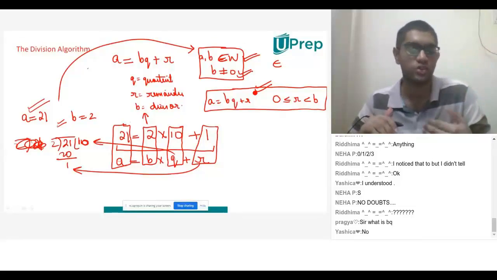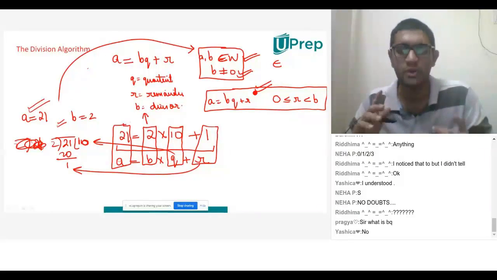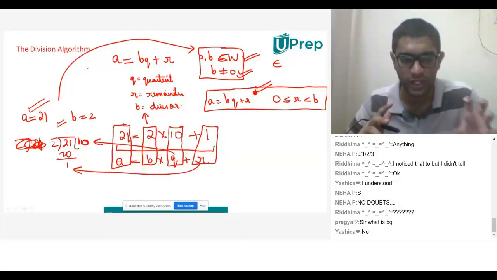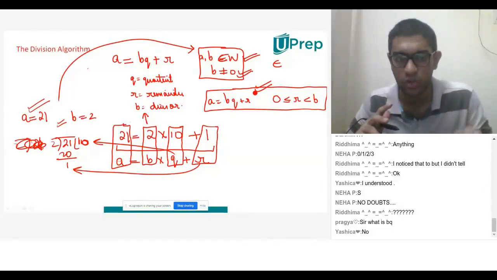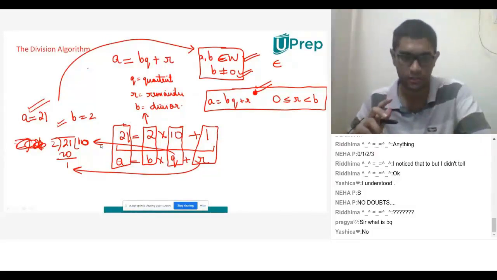What was the previous one that we did? Dividend equal to divisor into quotient plus remainder. Instead of writing quotient, I've written Q. Instead of writing remainder, I wrote R. But for divisor, I wrote B. As simple as that. When 21 is divided by 2, it is nothing else but 2 into 10 plus 1.